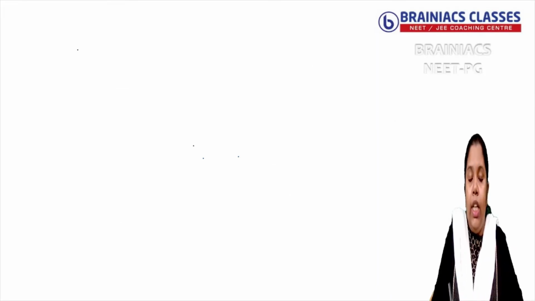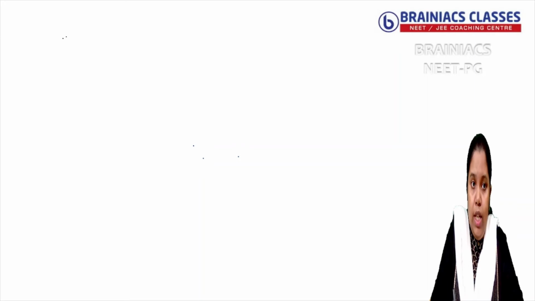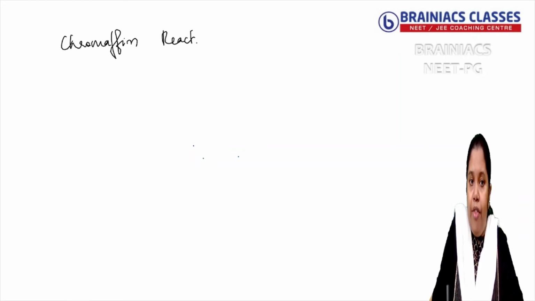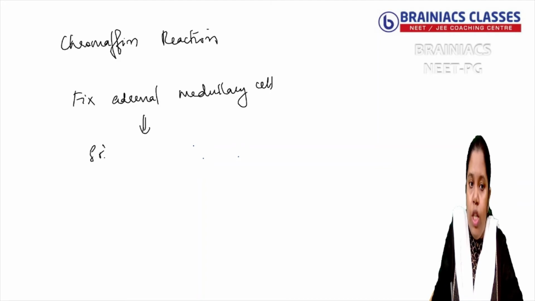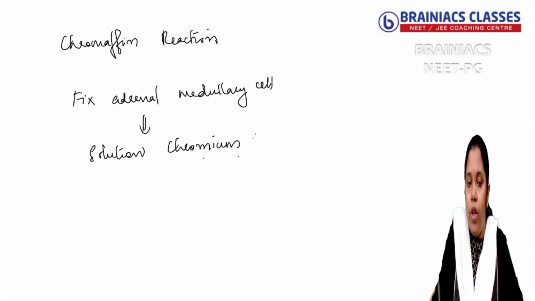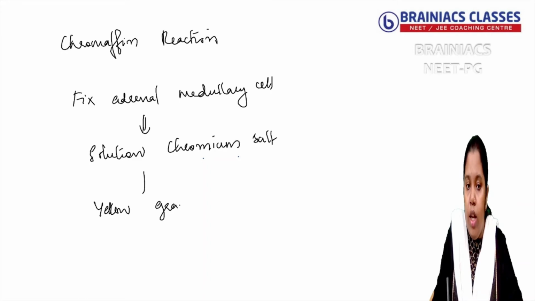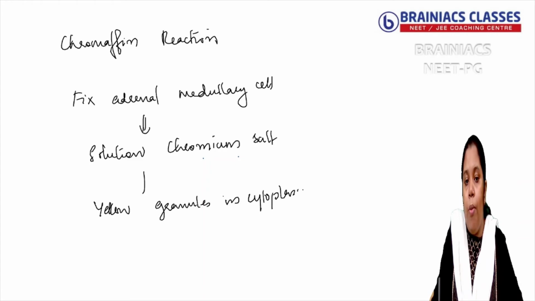The important term to discuss here is the chromaffin reaction. What is meant by chromaffin reaction? If we fix the adrenal medullary cells and add a solution containing chromium salts, you can see yellow granules in the cytoplasm. This is called the chromaffin reaction.